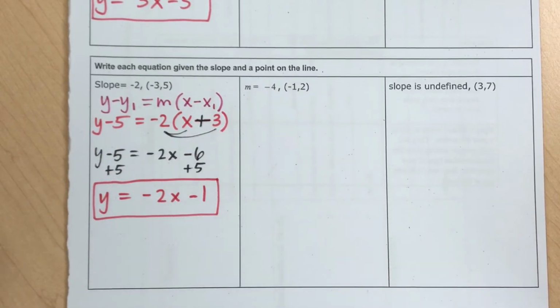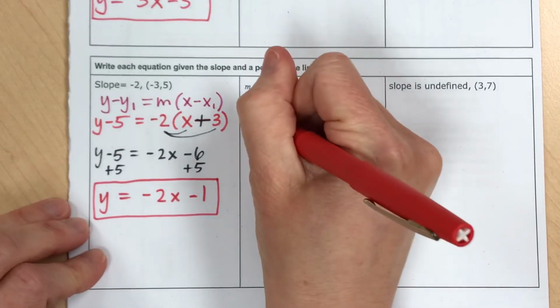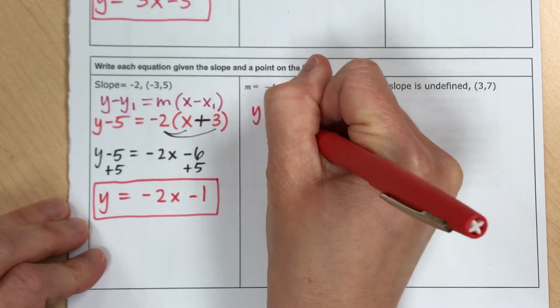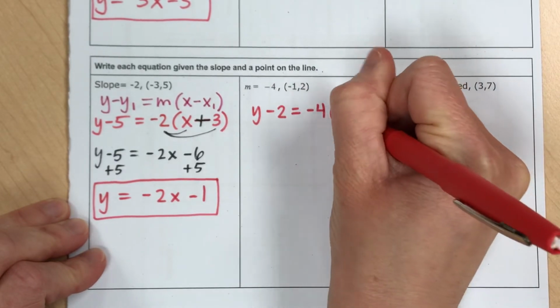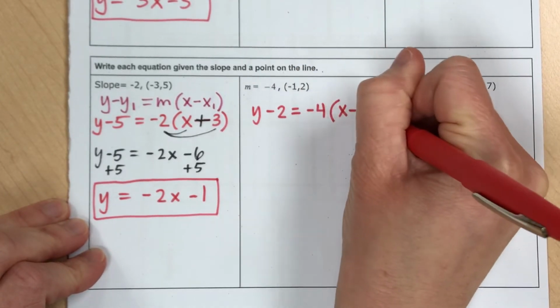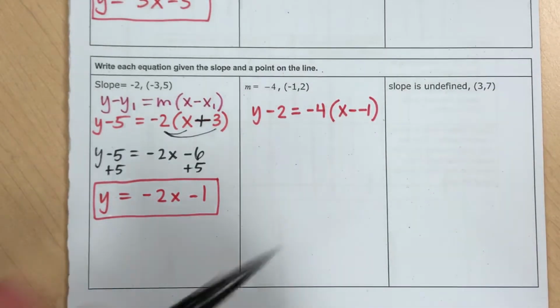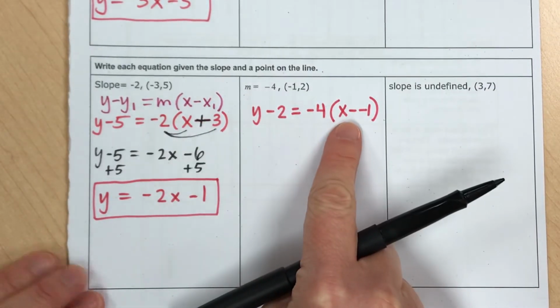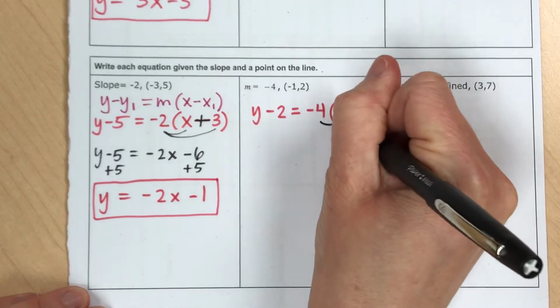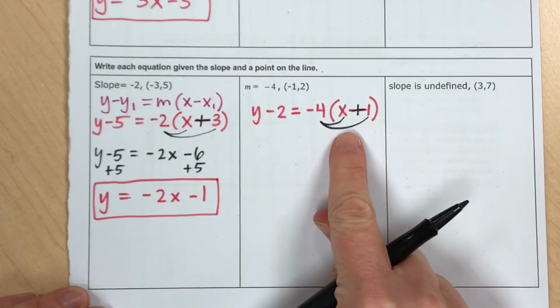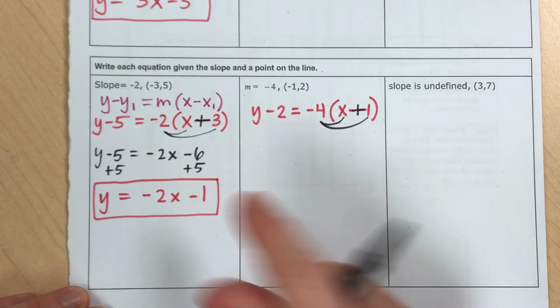For the next one, again, plug in the information into your formula. Y minus a y value of 2 is equal to my slope of -4, and then in parentheses, x minus my x value minus -1. Again, similar to what we had here, if you subtract a negative, that's going to change this to a plus. And now 2 steps are distribute your slope and then solve for y, so it looks like this.